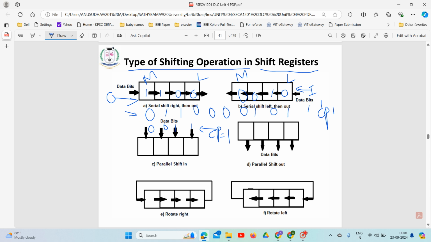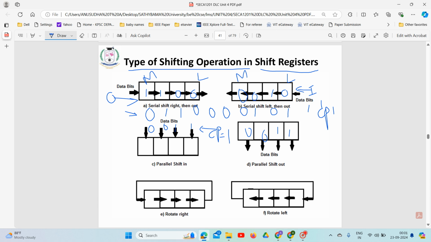For example, if we are storing 0011, in a single clock pulse we get all the results from the shift register. We call this a parallel shift out. This is parallel shift in, this is parallel shift out.